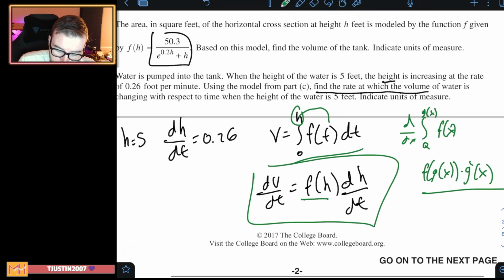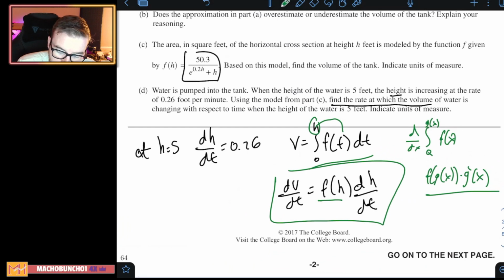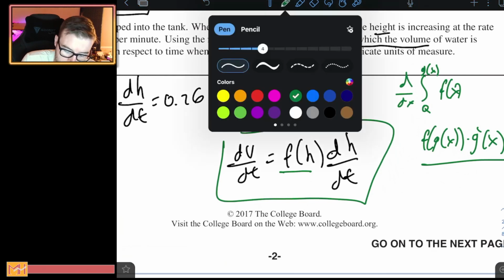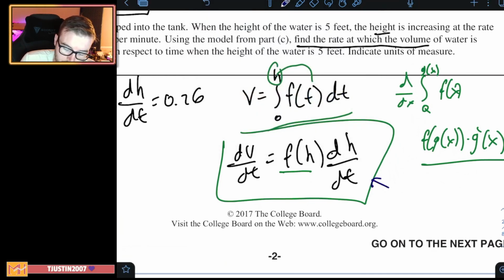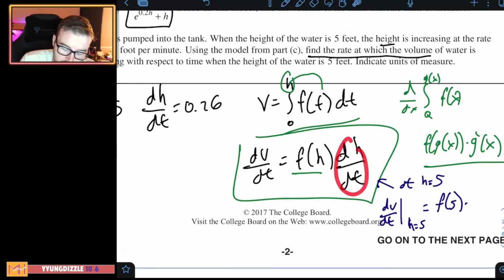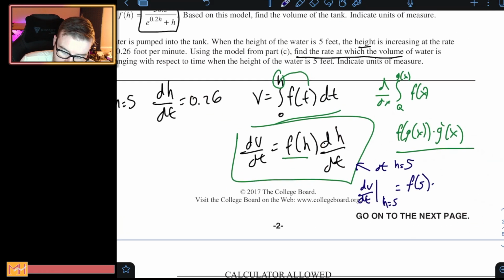And it says, find the rate at which the volume of water is changing with respect to time when the height of the water is 5. So we want to evaluate this at h equals 5. So dV/dt at h equals 5 is equal to f of 5 times, and what is dh/dt? 0.26.